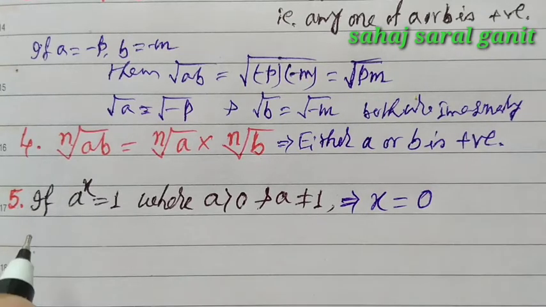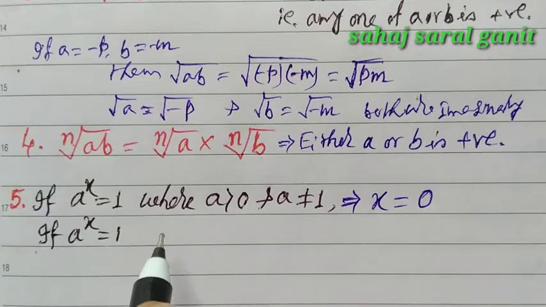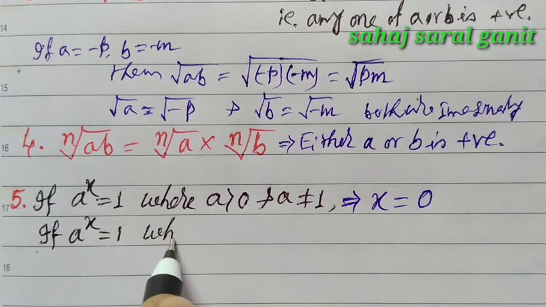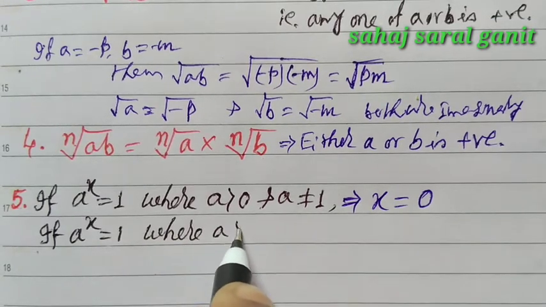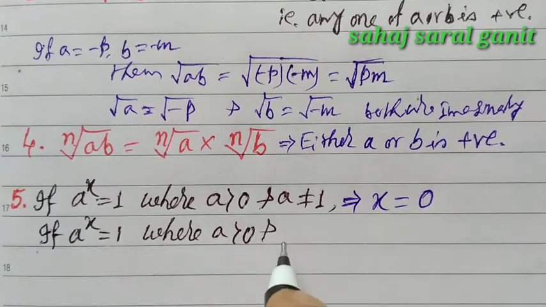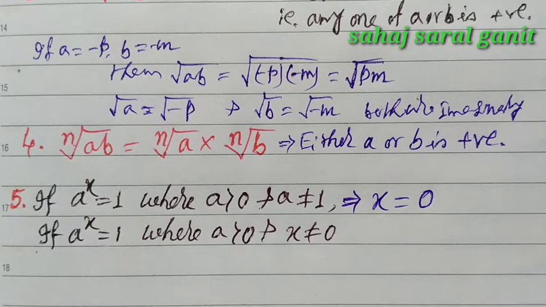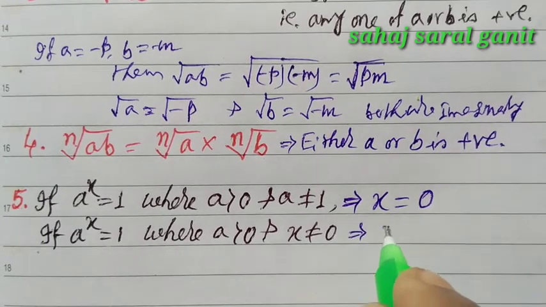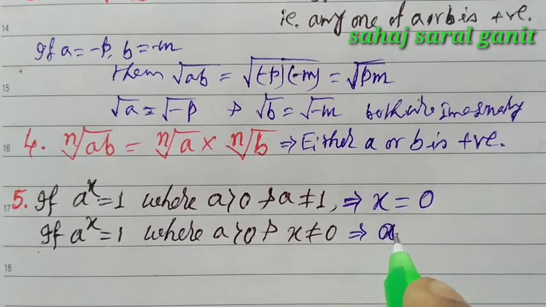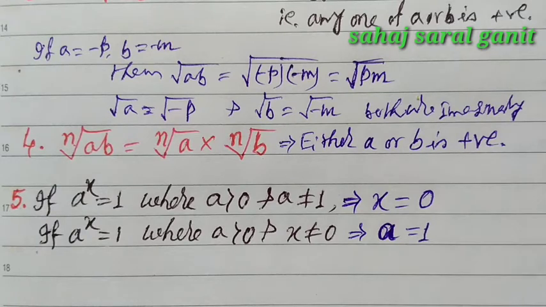Now if a to the power x is equal to 1, where a is greater than 0 and x is not equal to 0, then we have a is equal to 1. It is possible when a is equal to 1.